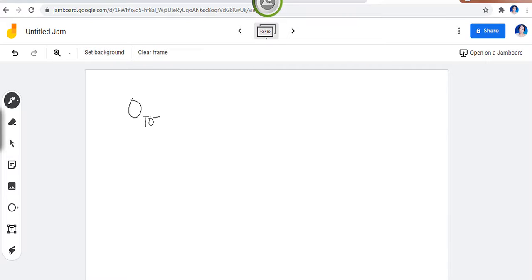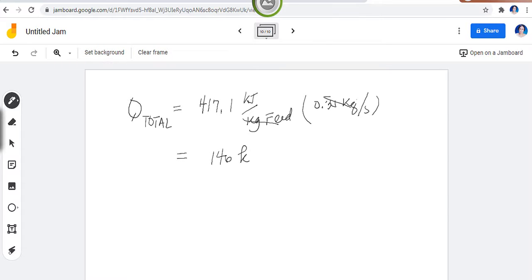The Q total is 417.1 kilojoule per kilogram feed. So you will multiply it with the feed, which in this case is 0.35 kilograms per second. Then you get rid of the kilogram here and you have a total Q of 146 kilowatt.